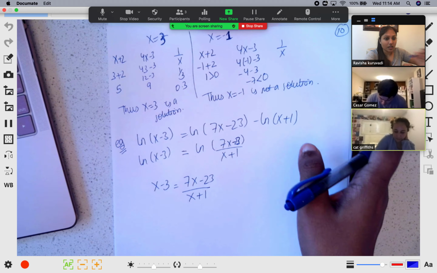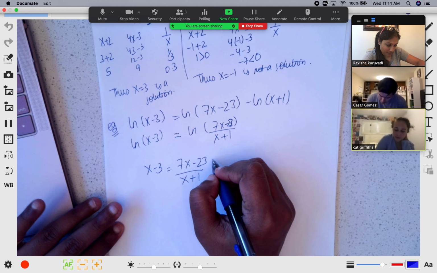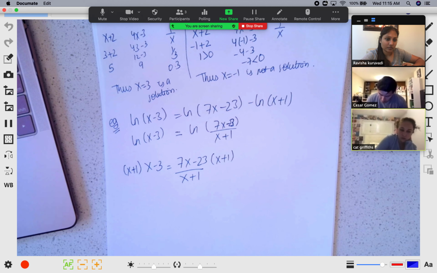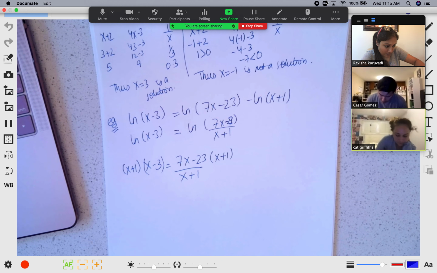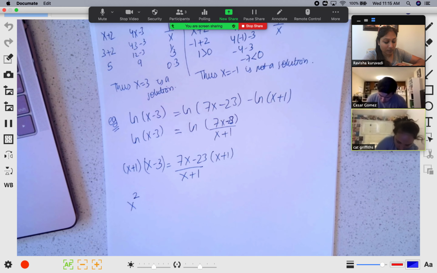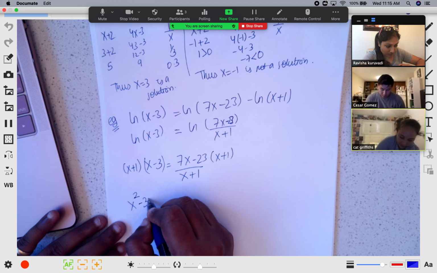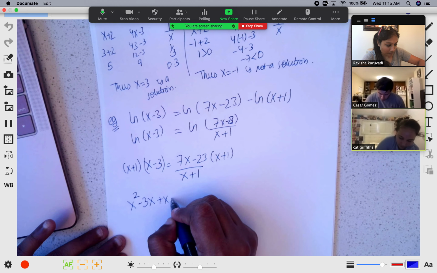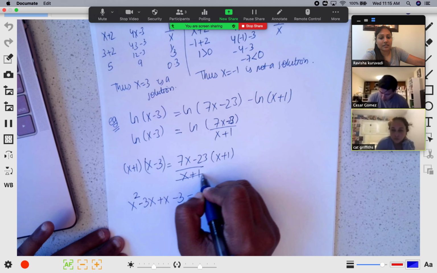Okay. Now, I need to get rid of the denominator. How do I do it? Multiplying everything by x plus 1. Then I multiply by x plus 1 on both sides. What is x plus 1 times x minus 3? X squared, minus 3x plus x minus 3. Perfect. It's equal to what? Equals 7x minus 23, because the x plus 1 gets cancelled.